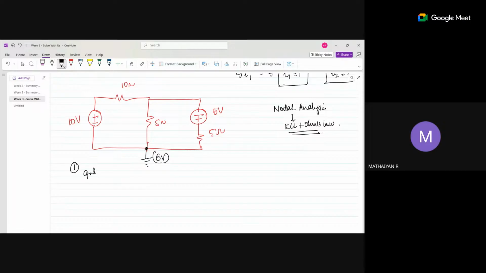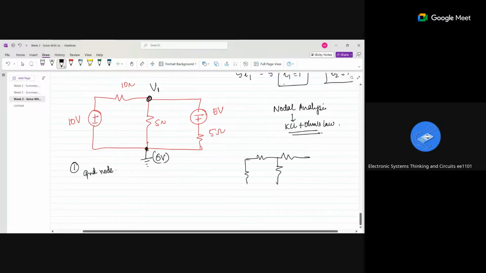Ma'am, what is the meaning of reference node? I will come to that. Then we will identify all the nodes. Here, how many nodes are there? Only one, this V1, and there is 0. Basically, what this reference node means: let me take a much more complicated circuit. If I see here, there is one node here. When do I call something a node? When there are more than two branches.